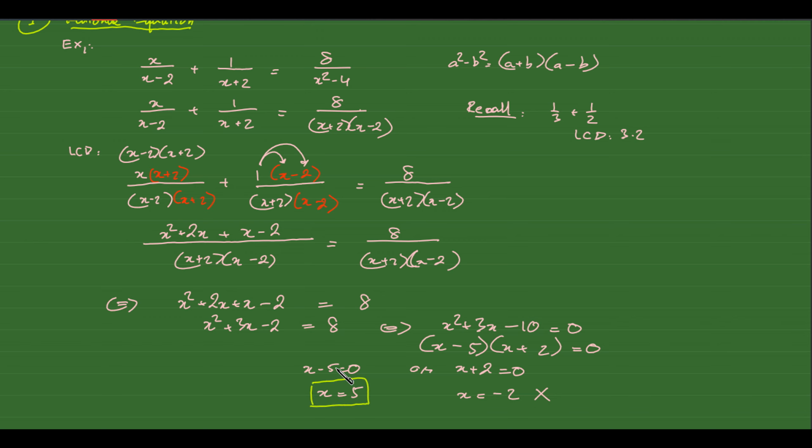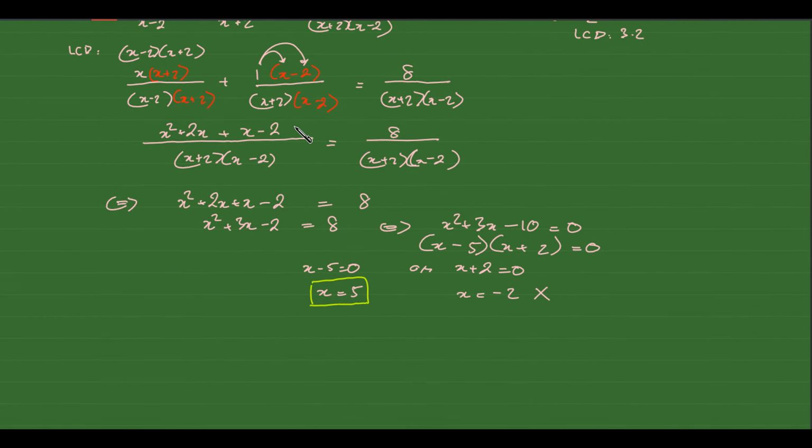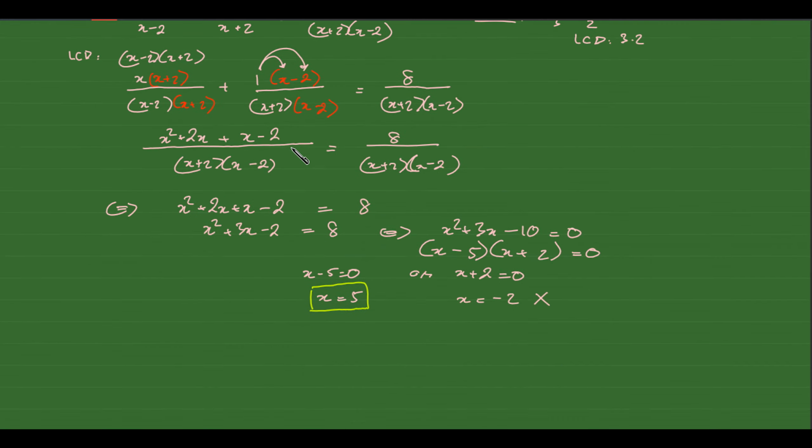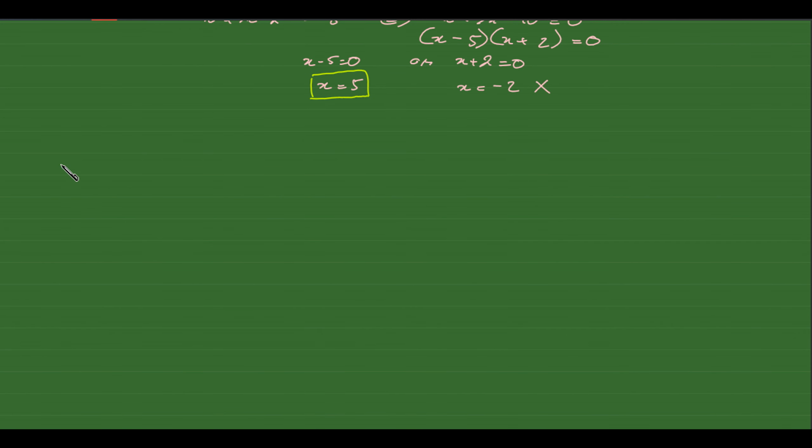Your final answer. So that is how you should solve a rational equation. You find the LCD, but you have to factor as much as possible. I'm going to give you another example. Let's see. All right. So how about this one?